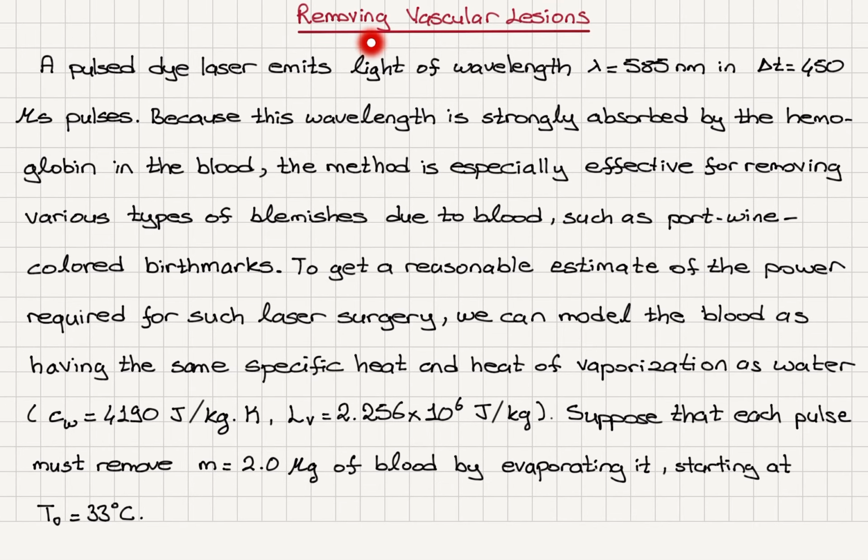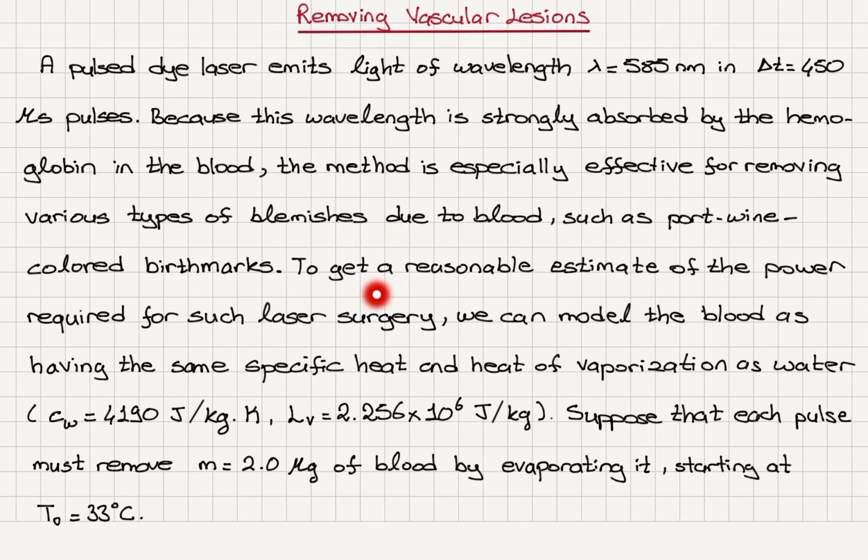Removing vascular lesions. A pulsed dye laser emits light of wavelength lambda equals 585 nanometers in delta t equals 450 microsecond pulses. Because this wavelength is strongly absorbed by the hemoglobin in the blood, the method is especially effective for removing various types of blemishes due to blood, such as port wine colored birthmarks.